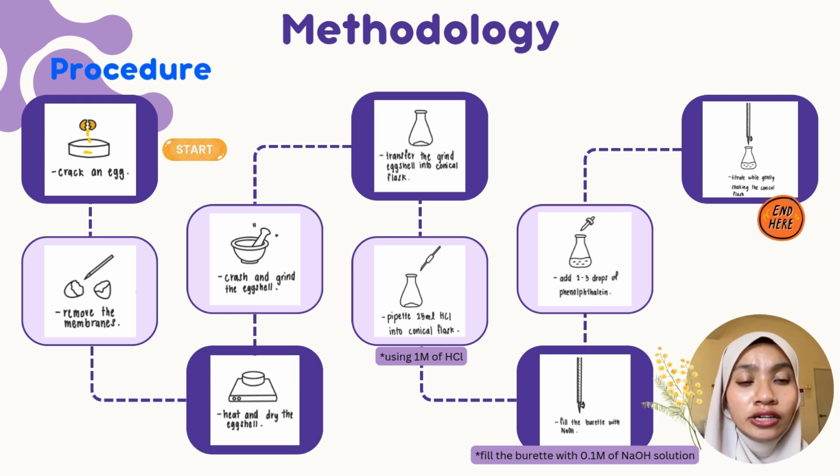The HCl in the conical flask is titrated with NaOH from the burette while shaking the flask gently until the indicator changes color. Color changes and readings are recorded. Lastly, the step is repeated for the other conical flasks and all readings are recorded in the data table.